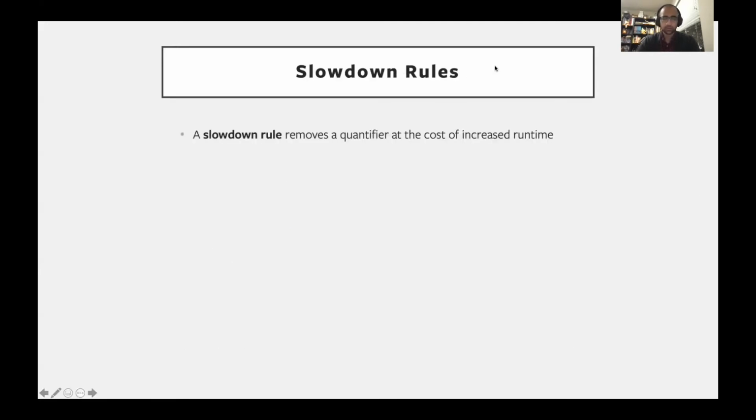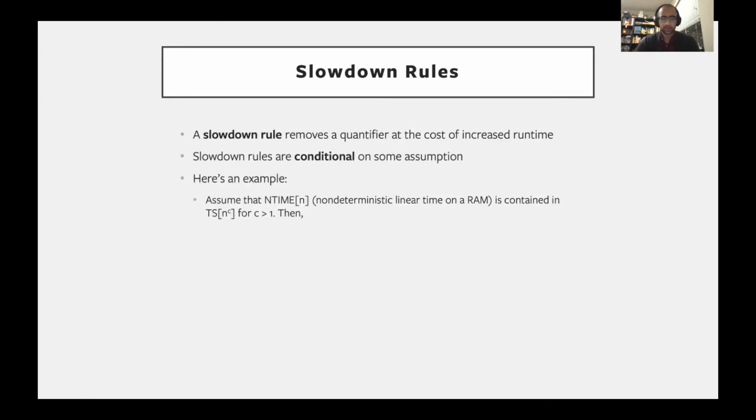So a slowdown rule removes a quantifier from an alternating complexity class at the cost of increasing the runtime of the verifier slightly. And slowdown rules are generally going to be conditional on some assumption. So for example, assume that NTIME(n), non-deterministic linear time on a RAM, is contained in TS(n^c) for some c greater than 1. Then ∃ n ∀ n TS(n) is contained in ∃ n TS(n^c).